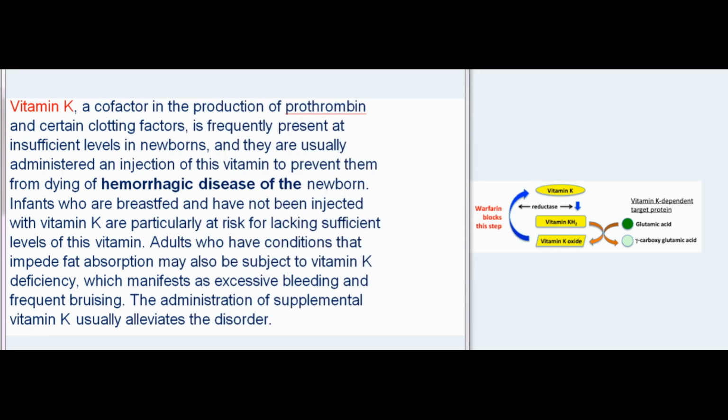Vitamin K, a cofactor in the production of prothrombin and certain clotting factors, is frequently present at insufficient levels in newborns, and they are usually administered an injection of this vitamin to prevent them from dying of hemorrhagic disease of the newborn. Infants who are breastfed and have not been injected with vitamin K are particularly at risk for lacking sufficient levels of this vitamin. Adults who have conditions that impede fat absorption may also be subject to vitamin K deficiency, which manifests as excessive bleeding and frequent bruising. The administration of supplemental vitamin K usually alleviates the disorder.